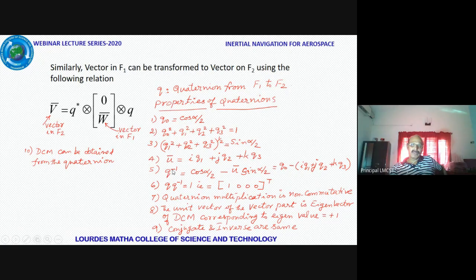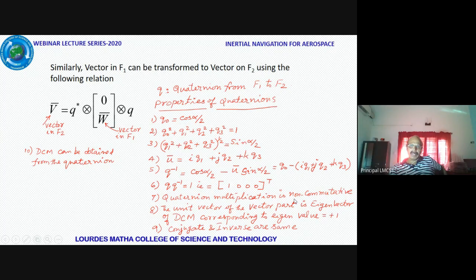And Q inverse is simply cos alpha by 2 minus the vector part, which is negated. The scalar part remains the same, that is, Q0 is kept as it is. The sign of this entire vector part is changed. Then you get Q inverse. And this is also called the conjugate. Conjugate and inverse are the same. And Q times Q inverse is equal to 1. 1 means 1, 0, 0, 0. It's a 1 as a quaternion you have to look at.